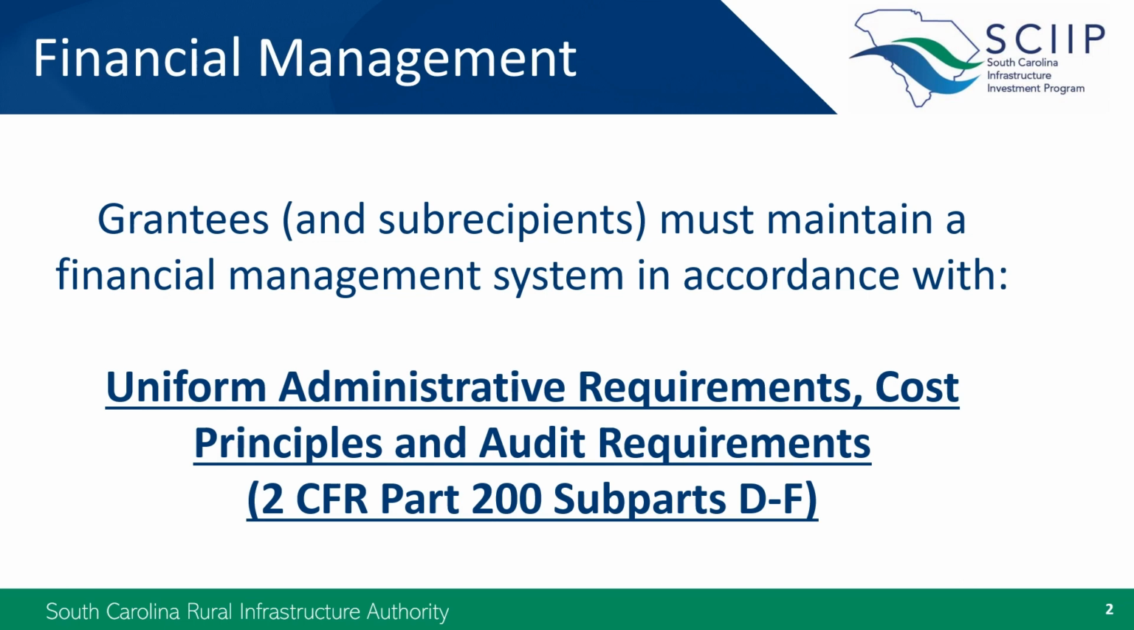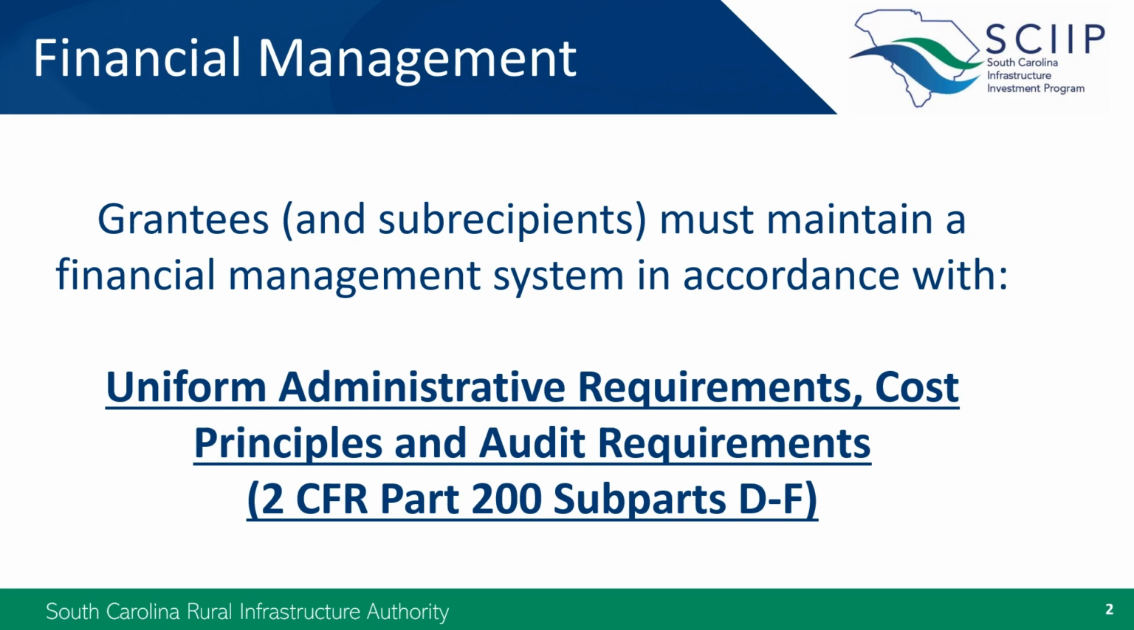During normal RIA funding cycles, grantees were required to maintain a financial management system using generally accepted accounting principles to provide adequate accountability for the grant. With SCIIP, this is the same requirement, but with the added bar of being in accordance with the Uniform Administrative Requirements, Cost Principles, and Audit Requirements found in 2 CFR Part 200.